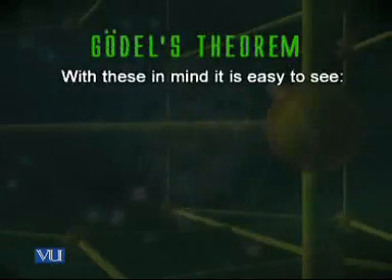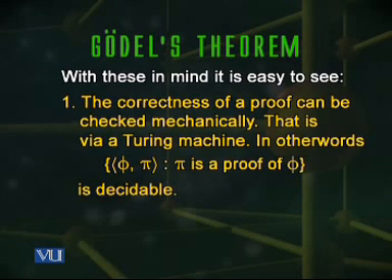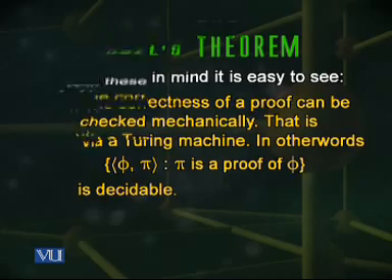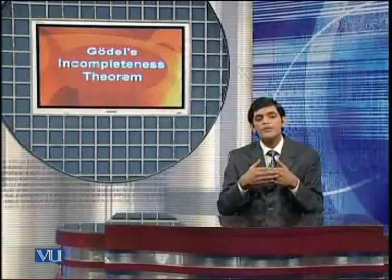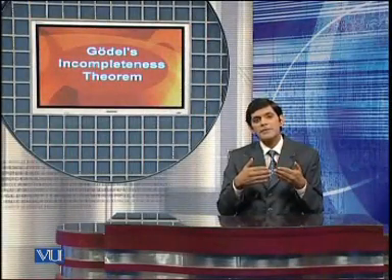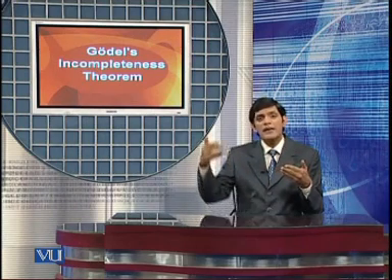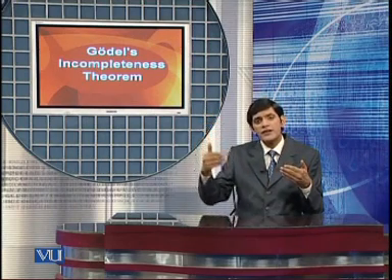In fact, these proofs can be verified by computers also. With this in mind, we would make two observations. The correctness of a proof can be checked mechanically, that is, via a Turing machine. In other words, the set of all pairs phi, pi such that pi is a proof of phi is decidable. You can write a computer program that takes a statement and a proof and verifies if this proof is correct.